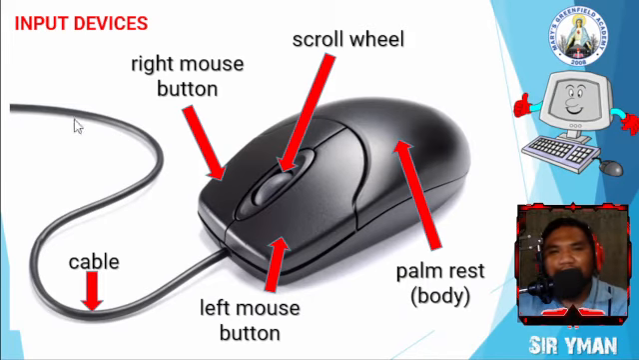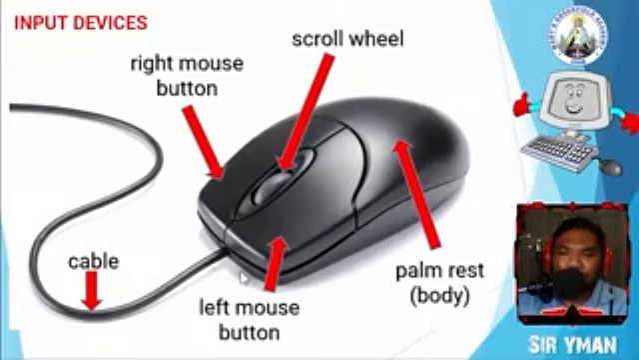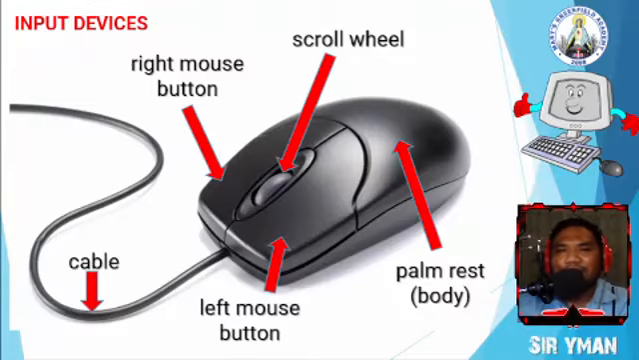So yung iba ay walang cable. Kasi yung iba ay gumagamit ng wireless, okay? Wireless na mouse. So sila ay naka-Bluetooth. Gumagamit sila ng Bluetooth connection. At ang mouse na yan ay may battery sa ilalim. Lalagyan ng batteries. Okay, so doon muna tayo.